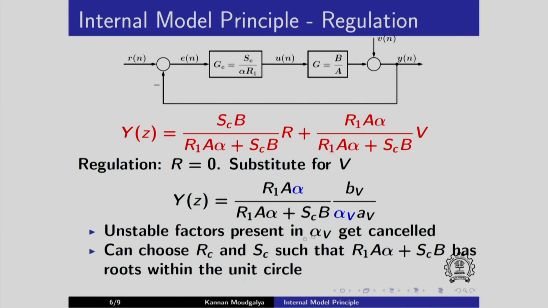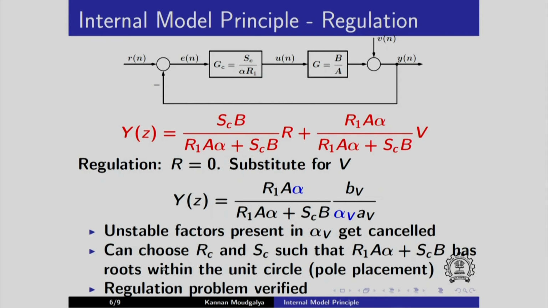So if we cancel it and then choose SC and R1, of course R1 alpha is RC, we can choose RC and SC such that this denominator term has its roots within the unit circle. It will be shown later when we discuss control design methods such as pole placement. So we have verified the regulation problem.